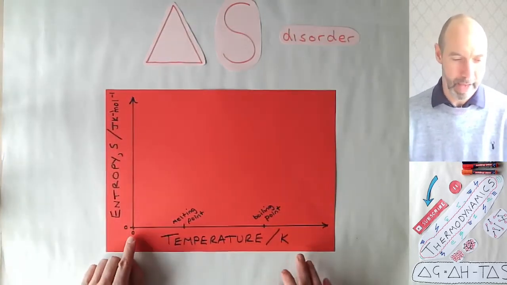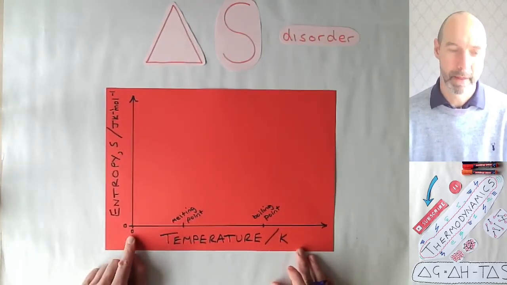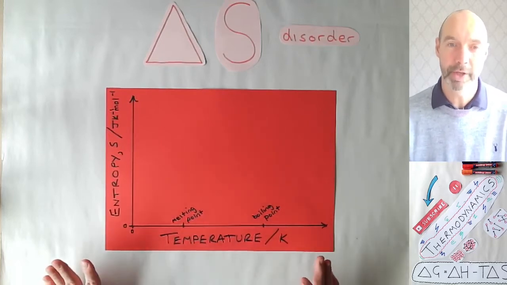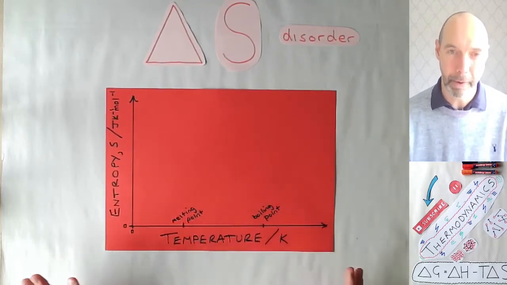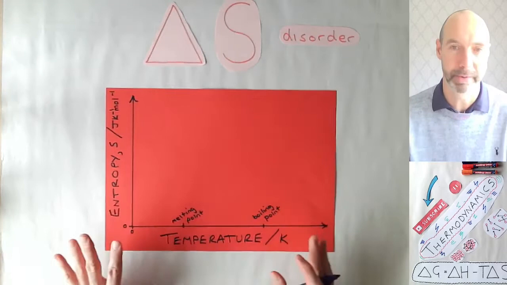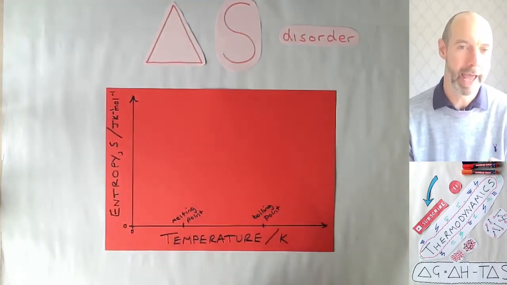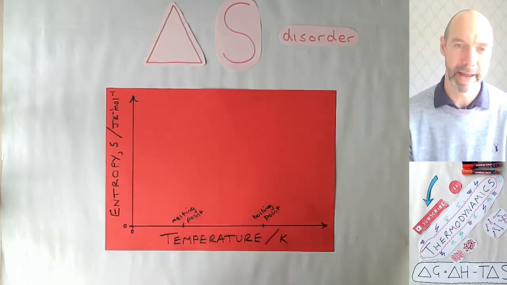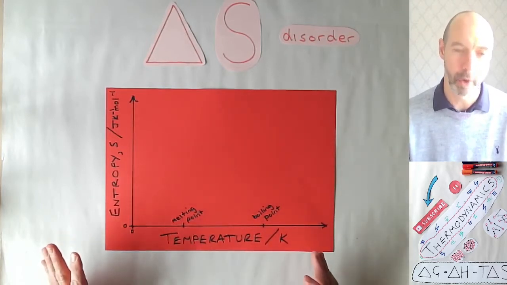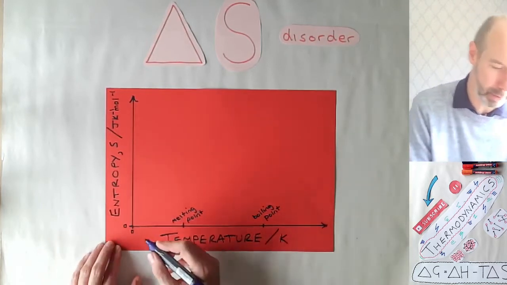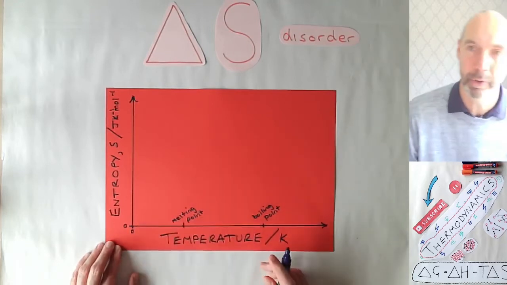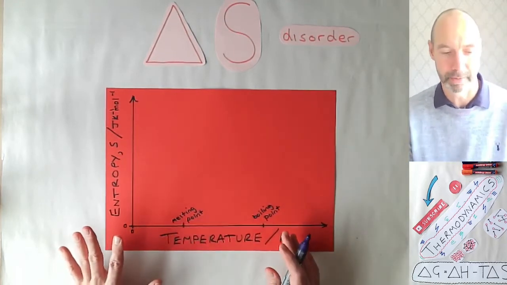But at absolute zero, there's no disorder. Everything will be perfectly ordered. It doesn't matter what this substance is, it can be anything. In theory, at absolute zero, everything is a solid and everything is perfectly ordered. There's no disorder at absolute zero. So we must start at the origin, and it doesn't matter what this substance is.